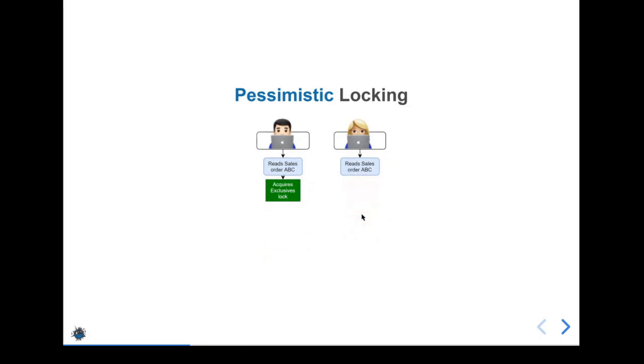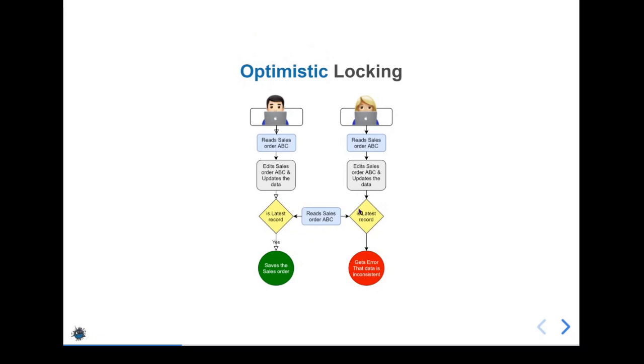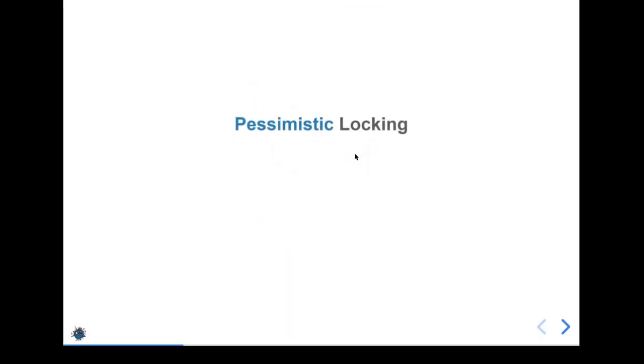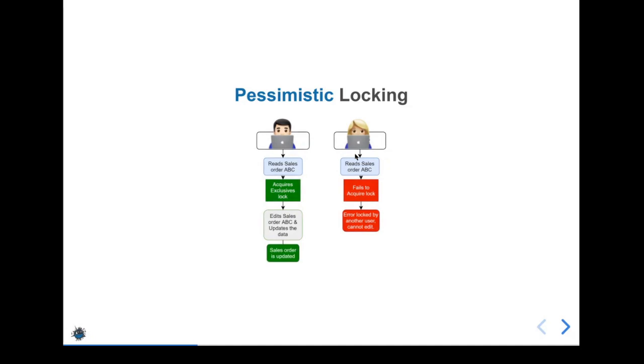But if you see in optimistic locking, it doesn't work like that. Both of these people are editing the data. She also edited it. She entered a lot of data, but this guy was able to save it. But this person, at the time of saving, got an error. So this is optimistic locking. Optimistic locking will check at the time of save, not at the initial time of edit. So this is a major difference between pessimistic locking and optimistic locking.